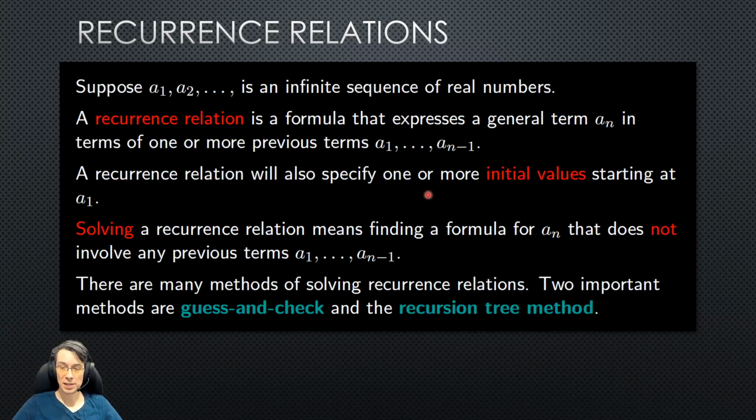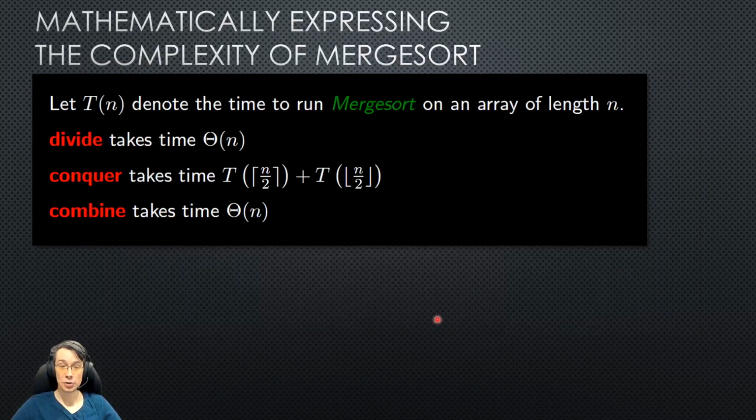A recurrence relation will also specify one or more initial values. These correspond to the base cases in our divide and conquer algorithms, starting at a1. We just pick a1 arbitrarily; there's no particular reason. You could pick a0 or whatever other notation you like for your base cases, whatever other starting point makes sense for your problem. Solving a recurrence relation means finding a closed formula for an that doesn't involve any of the previous terms. So you can flatten the recurrence somehow to get rid of the dependence on previous, recursive terms. There are lots of different methods for solving recurrence relations. Two important ones that I'm going to cover first in the lecture before getting to the master theorem are the guess and check method, which involves substitution, and the recursion tree method.